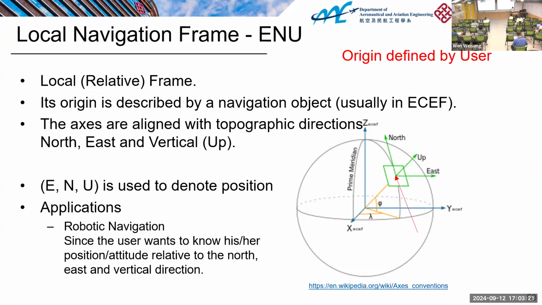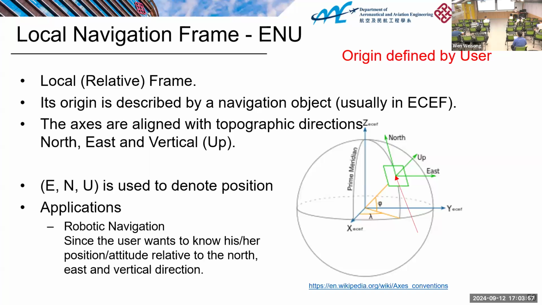For example, this drone flies from this point to this point, so we can directly describe the distance this drone has traveled in the east, north, and up directions. The purpose of defining the ENU is to provide a better understanding of the system movements, the system motion in the local frame. It's easier to understand how far it moves from the starting point in the north, up, and east directions. Its origin is described by a navigation object.